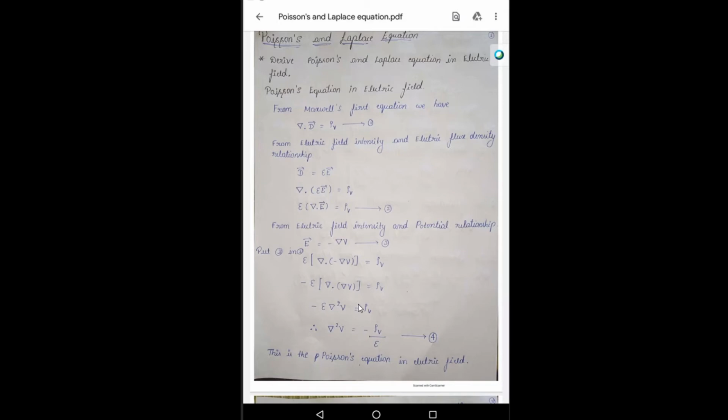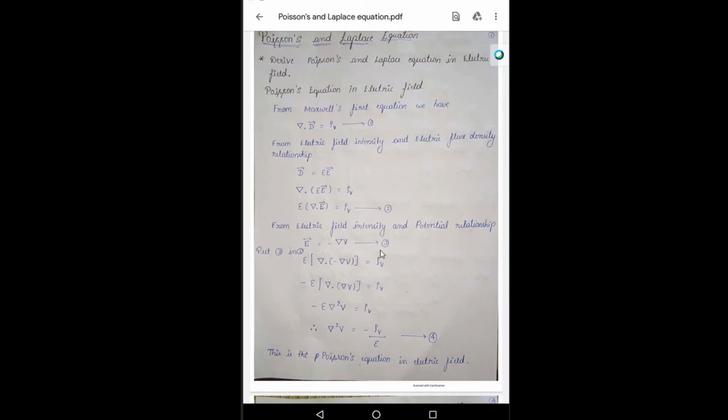And in spherical form, del square V is given by what? 1/r² ∂/∂r of (r² ∂V/∂r), plus 1/(r² sin θ) ∂/∂θ of (sin θ ∂V/∂θ), plus 1/(r² sin² θ) times ∂²V/∂φ², that is equal to 0. So these are the three Laplace equations. First one is in Cartesian form, second one is cylindrical form, and third one is in the spherical form. So all of you should remember these equations.